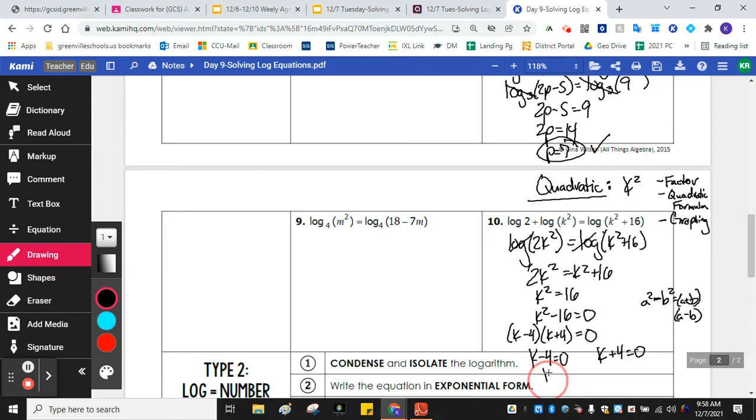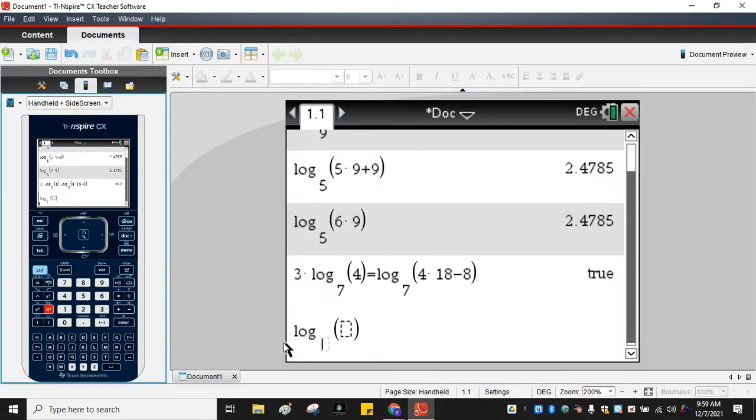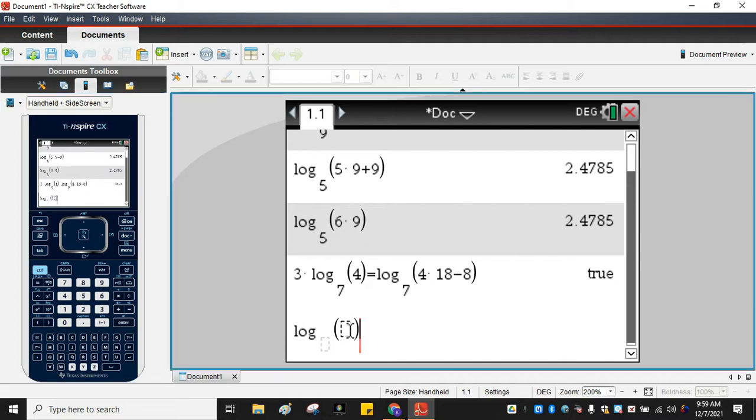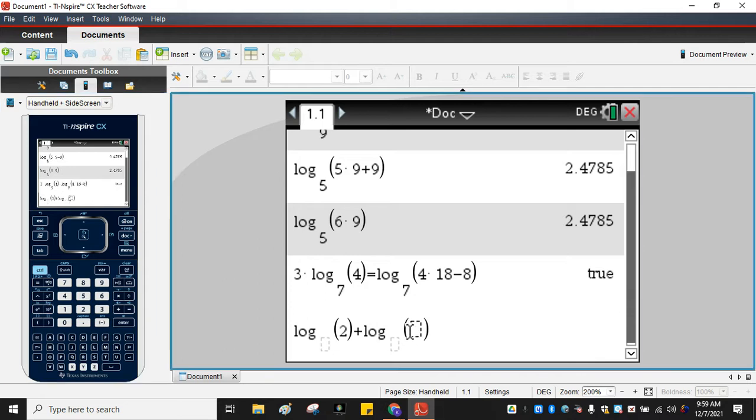So k equals 4, add over 4, k equals negative 4. And now you have to check both of those answers. And we're going to have to go back to the original. So we're going to do log. You can put base 10, but it's just log of 2. Checking 4 and -4. I'll start with 4.